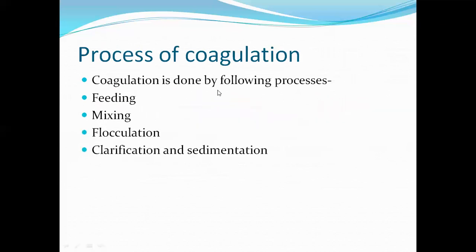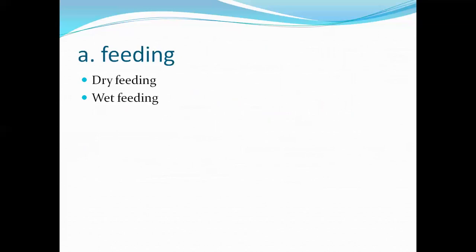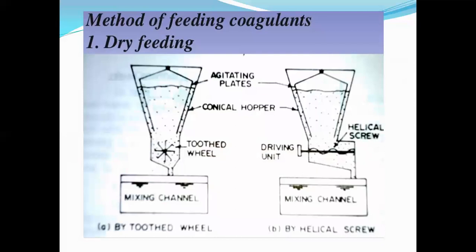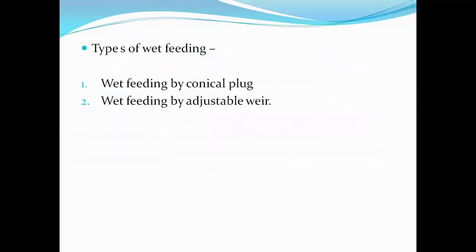The coagulation process has four steps. First is feeding, second is mixing, third is flocculation, and fourth is clarification and sedimentation. The feeding has two types: first is dry feeding and second is wet feeding.